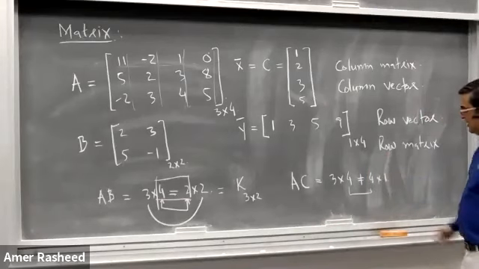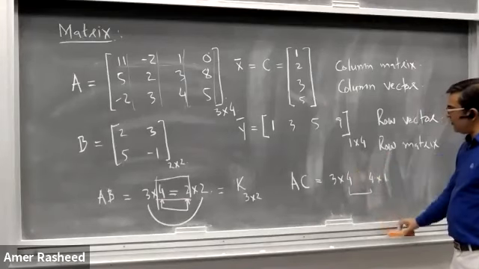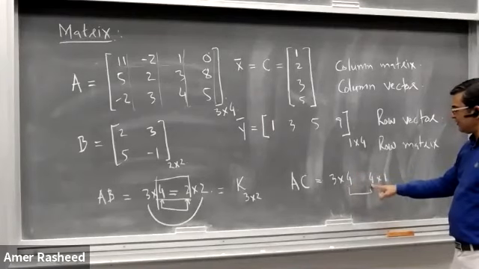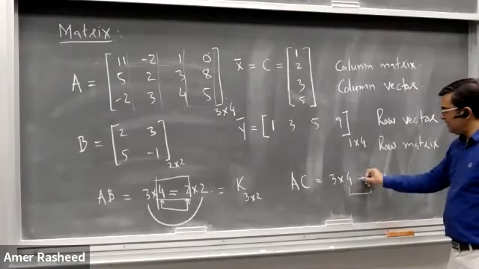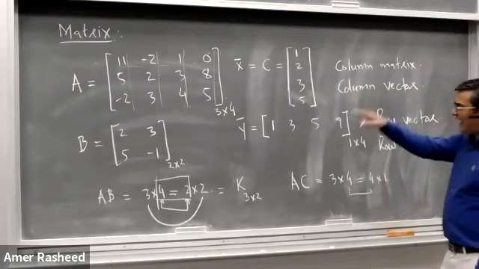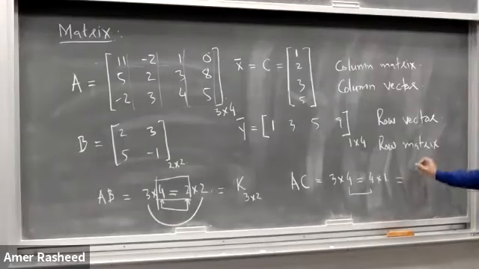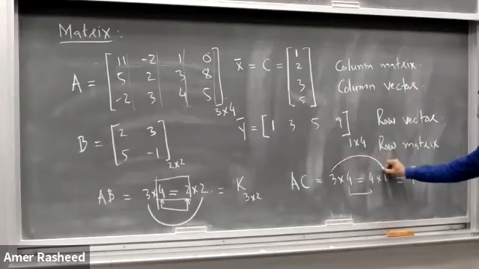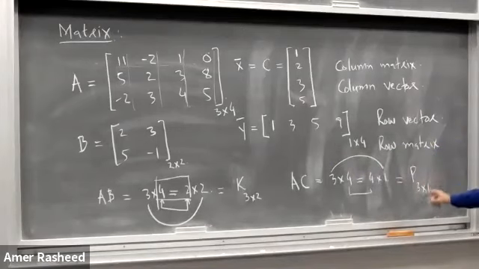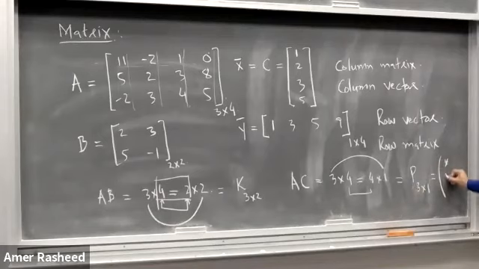So this is 4 cross 1. Now you can see that the columns of the first matrix are equal to the rows of the second matrix. These two things are equal, so A and C are multiplicable. And the resulting matrix which we obtain, maybe a P matrix, should have order 3 cross 1. So it is again a vector, because it has 3 rows and 1 column.